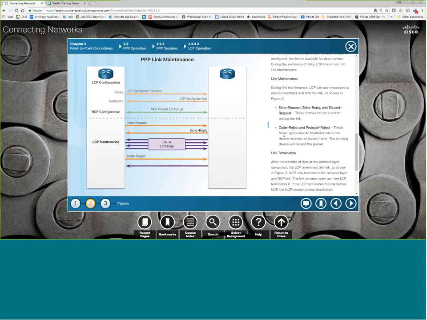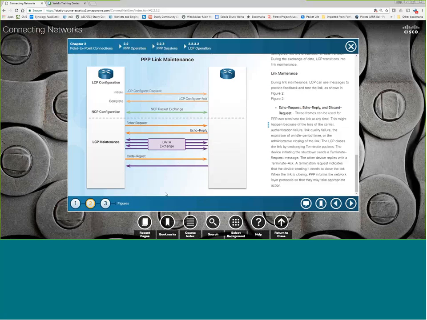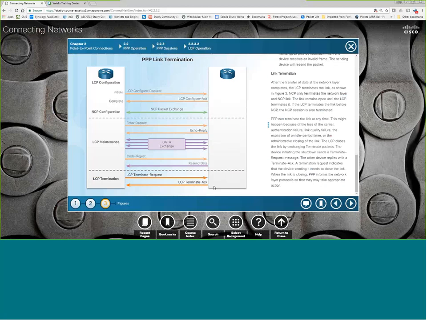And then finally, you do have code reject and protocol reject if you get an invalid frame or a non-supported NCP frame across the link. And then you've got link termination. We just say, oh, okay, we're going to terminate, and then actually terminate. Now, this doesn't mean that the interface goes down. It just means at that point, there's no active PPP connection between the two devices.